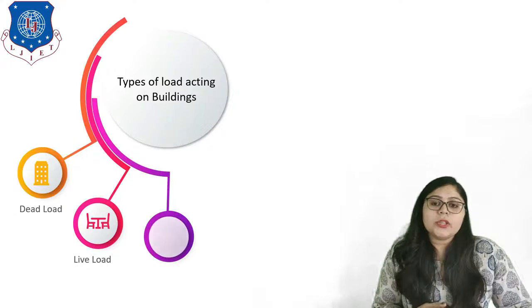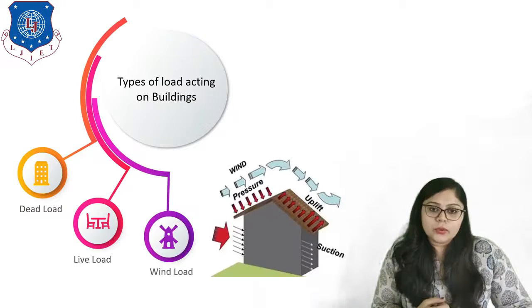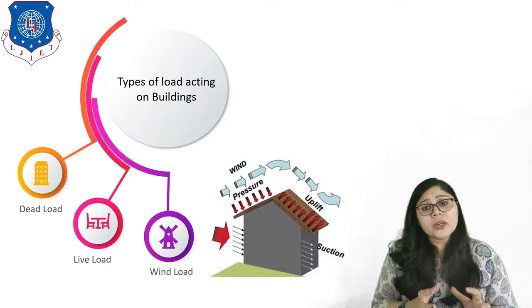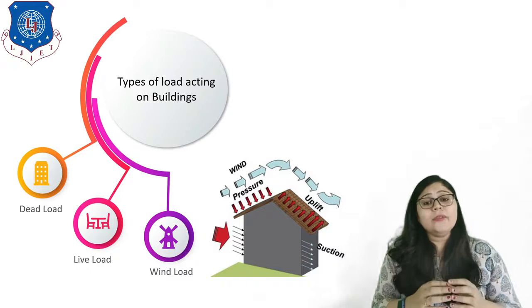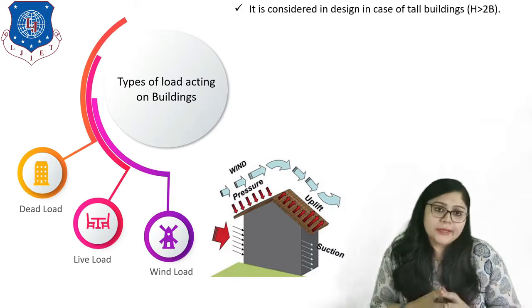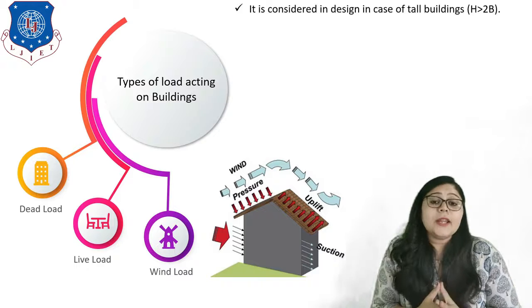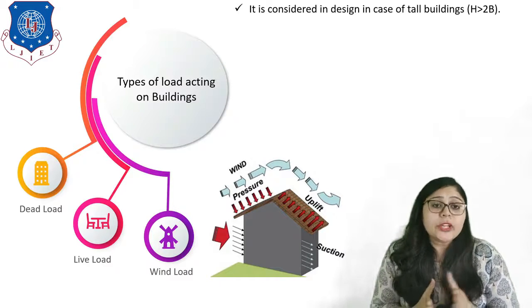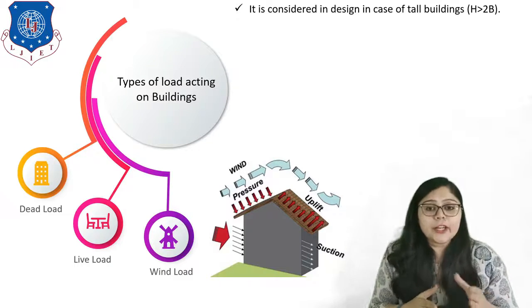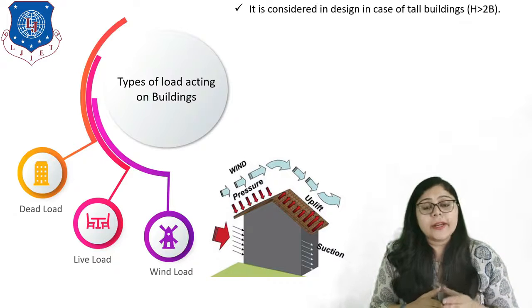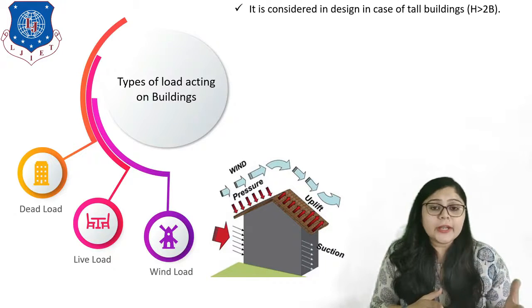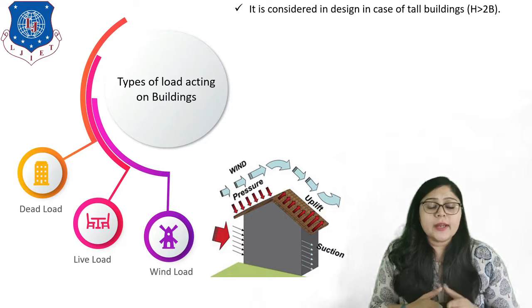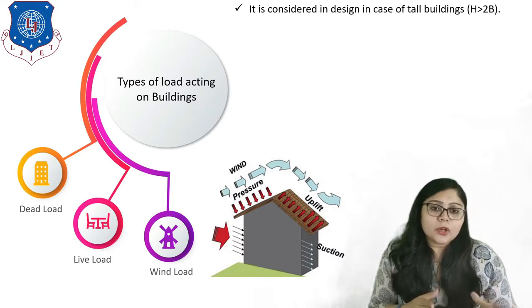Now let's move to the third load, which is wind load. Wind load comes into the picture when we talk about tall buildings, right? Which building should we consider to be a tall building? When the height of the building is greater than twice its width, it should be considered a tall building. So this is the concept of a tall building.